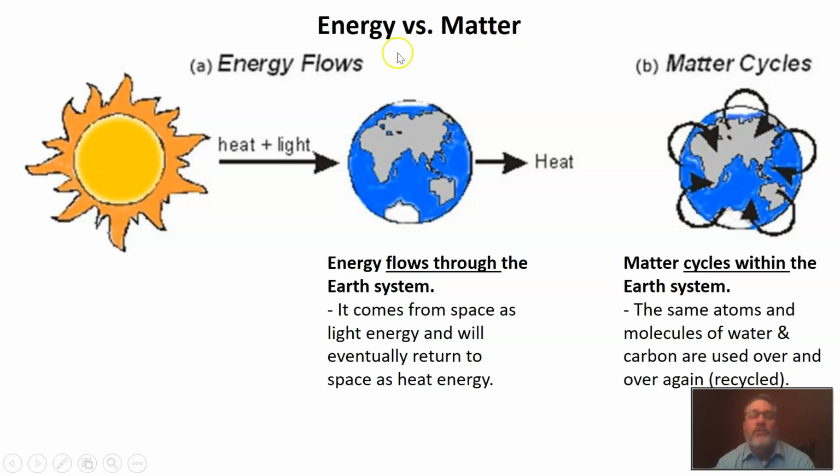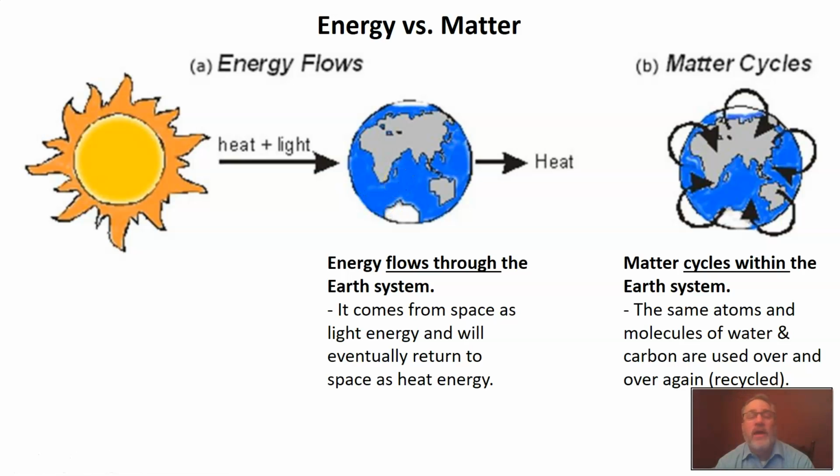So matter and energy operate very differently within the Earth system. You're often going to hear scientists say, well, energy is going to flow through the Earth system, whereas matter is going to cycle within the Earth system. So energy flows through, whereas matter cycles within. Well, that sounds pretty easy, but what does it really mean? If we think of all the energy coming from the sun, that energy is going to arrive at Earth, but then all of that energy is eventually going to leave Earth. So energy in equals energy out.